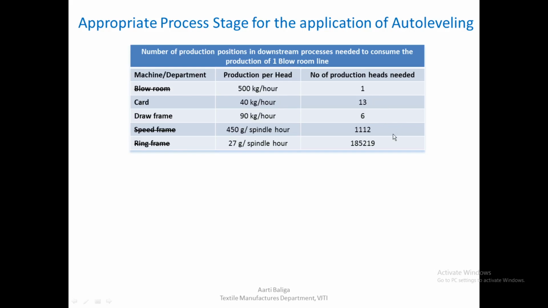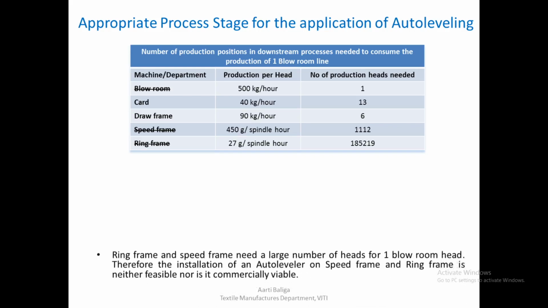So once I calculate this, we see over here that for one blow room head or one blow room line, I require 13 cards, 6 draw frames, 1112 spindles on the speed frame, and this many, 1,85,219 spindles, on the ring frame. So now looking at these processes, we need to decide where exactly my auto leveler can be installed.